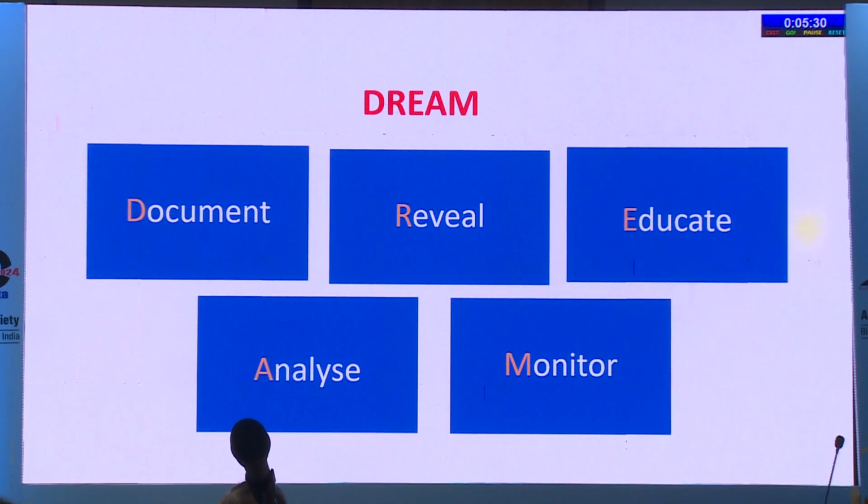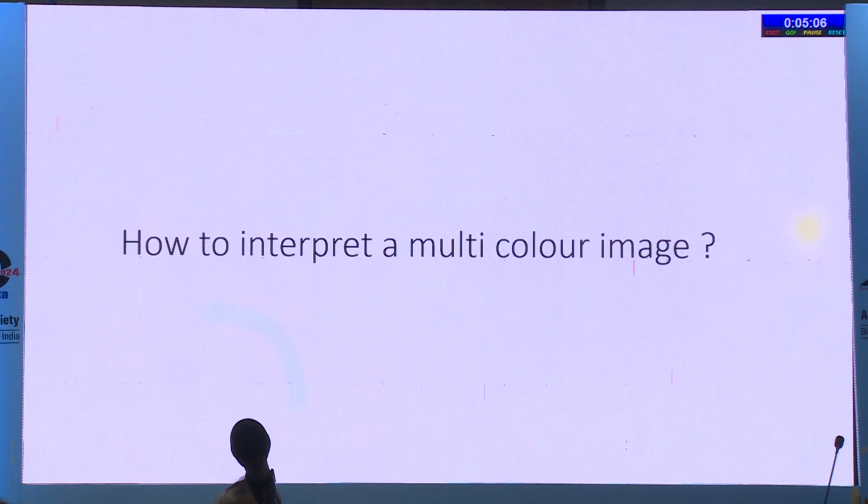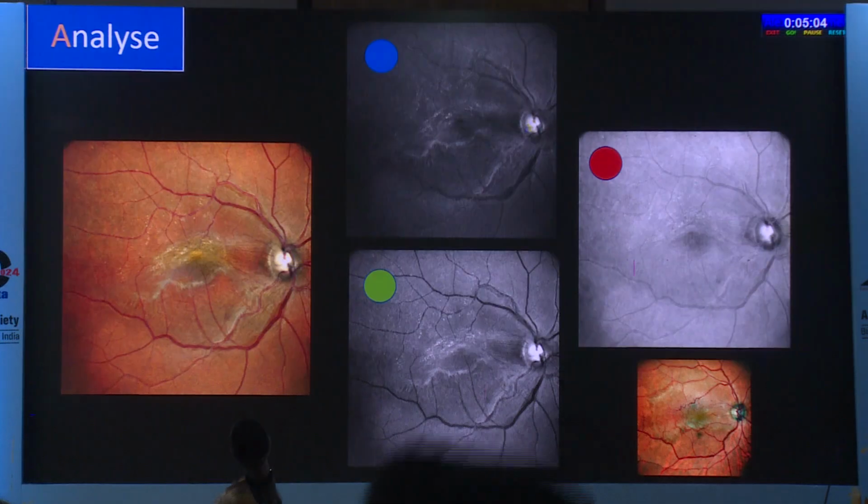I would like to condense my talk into DREAM, that is, 5 important points where multicolor imaging scores over conventional imaging in retinal diseases: to document, to reveal subtle findings, to educate the patient as well as your residents, to analyze a situation where you are at the crossroads and don't know how to make a decision, and also to monitor progression as well as response to treatment. How do you interpret a multicolor image?